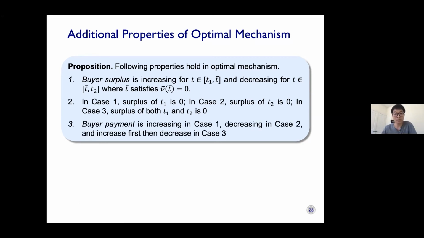So another property that might be of interest is we find that the buyer payment is actually increasing in case 1, but in case 2, his payment will be decreasing in the optimal mechanism. In case 3, his payment will increase first and then decrease next. I guess the punchline I want to mention is that these properties turn out to differ from the Bayesian optimal mechanism when you are selling a single item. There, you typically would get a monotone increase as the type increases.